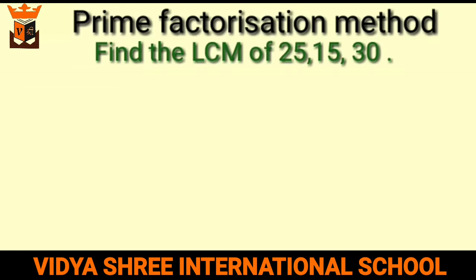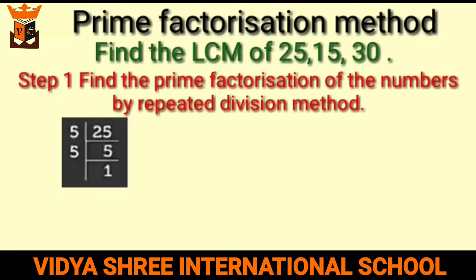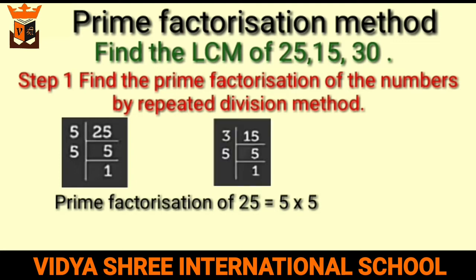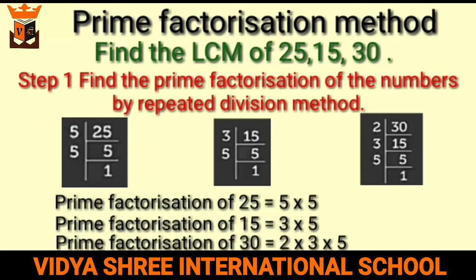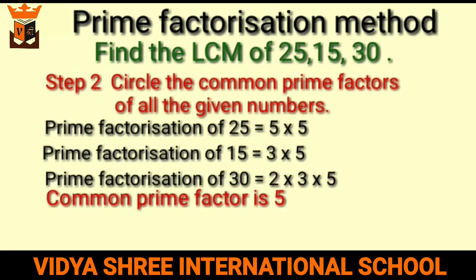Find the LCM of 25, 15 and 30 by prime factorization method. In step 1, find the prime factorization of the numbers by repeated division method. Prime factorization of 25 is 5 multiplied by 5 and prime factorization of 15 is 3 multiplied by 5. Prime factorization of 30 is 2 multiplied by 3 multiplied by 5. In step 2, circle the common prime factors of all the given numbers. Here, common prime factor is 5.